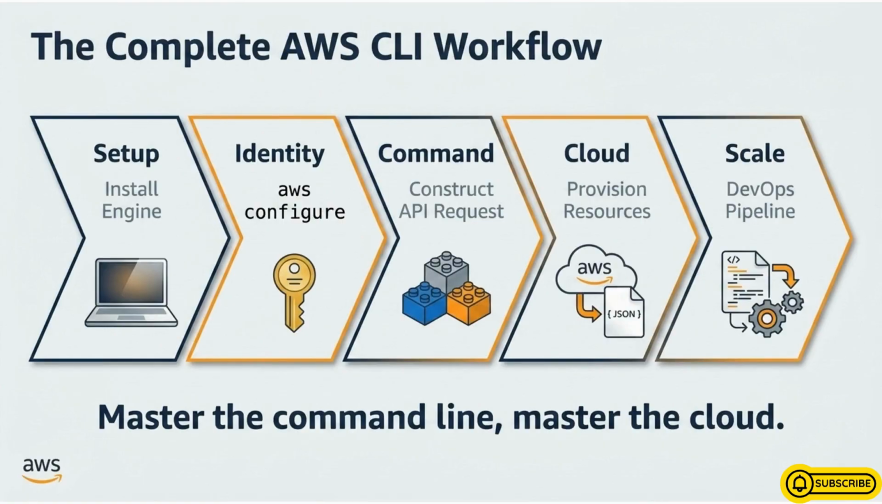Let us summarize the complete AWS CLI workflow. First, install the AWS CLI. Second, configure credentials using aws configure. Third, verify identity using aws sts get-caller-identity. Fourth, start running commands against AWS services like S3, EC2, IAM, security groups, and EBS. Fifth, scale your work using profiles, filtering, scripts, and automation.